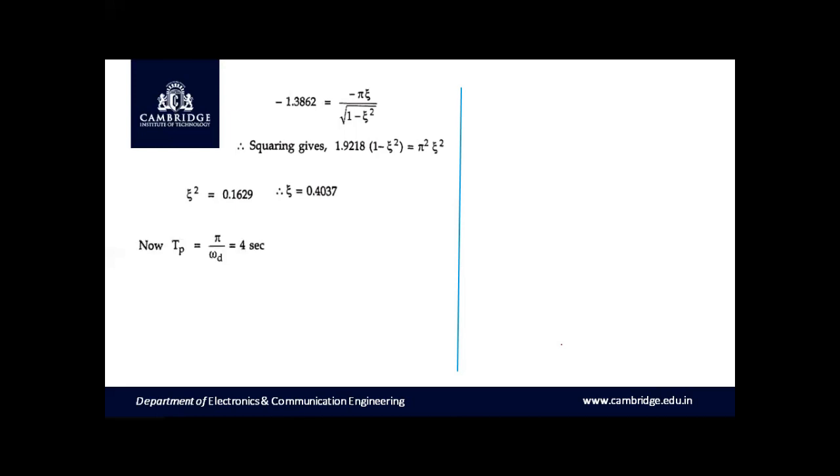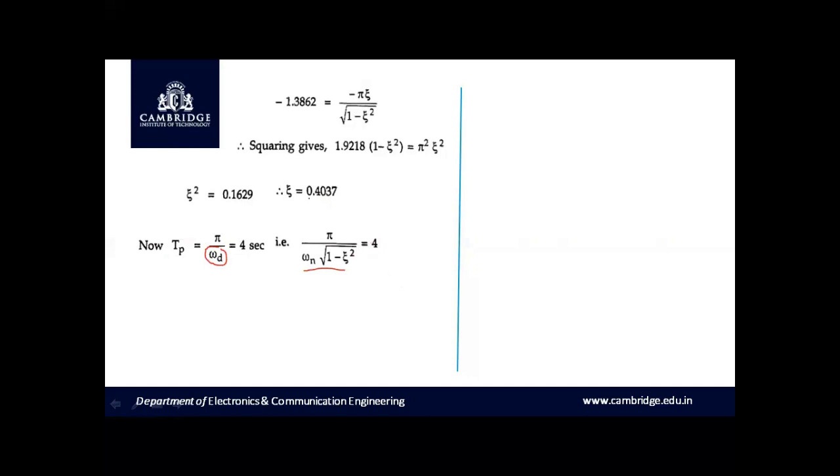Once after obtaining the value of zeta, now in the given question, the peak time Tp is given as 4 seconds. We know the formula for Tp, which is given by pi divided by omega d. And we know that omega d equal to omega n into square root of 1 minus zeta square. So let us substitute for omega d in this expression. I can write it as pi by omega n into square root of 1 minus zeta square, which is equal to 4, which is given in the question.